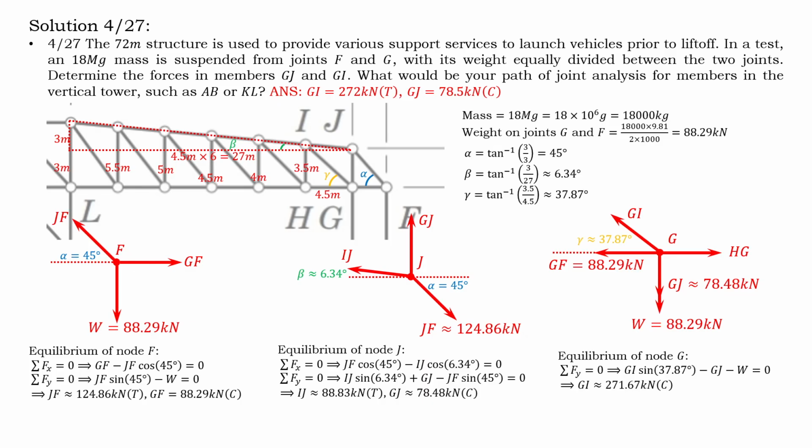Again, you need to be very good at geometry. So we find alpha, which is 45. And for beta, from here to here is 27, and this length is 3 meter. And for gamma, it will be 3.5 over 4.5. So we obtained alpha, beta, and gamma. Now we start from F.